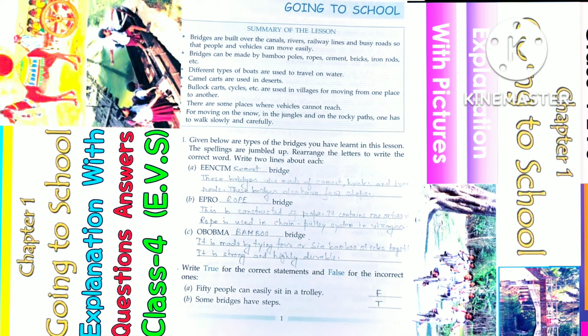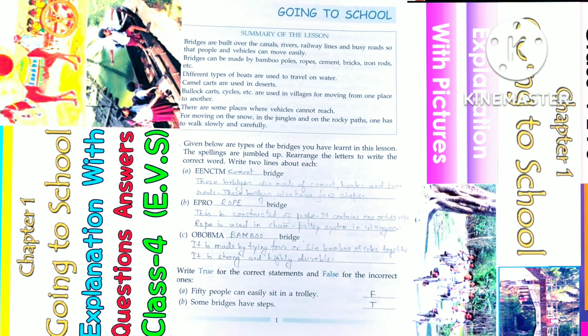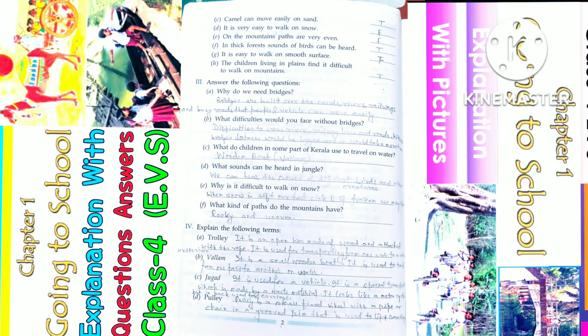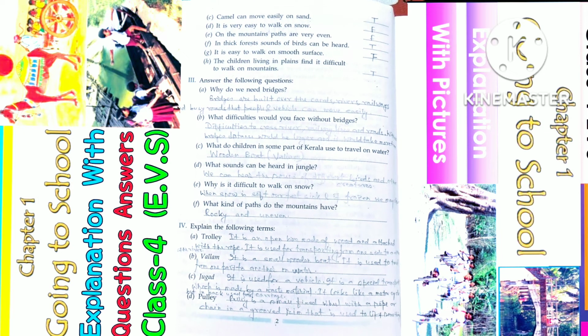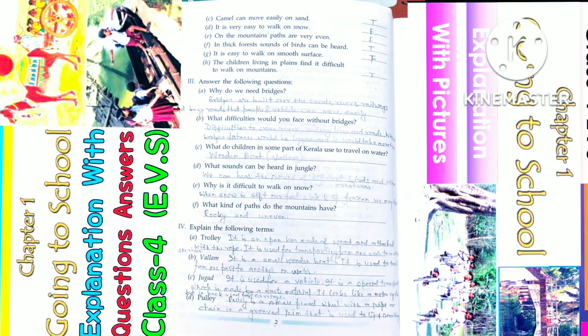Number B. Some bridges have steps. True. Yes, some of the cement bridges also have steps. True. Camels can move easily on sand. Camels can move easily on sand. Very good. It is true.